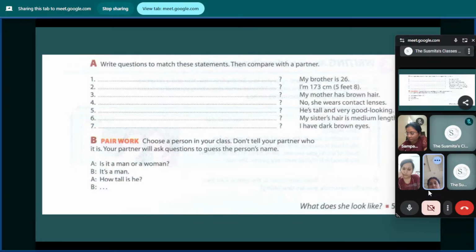How tall is he, sister? What does he look like? Because tall and good looking दोन्ही लिहिले ना इथे. So what does he look like?